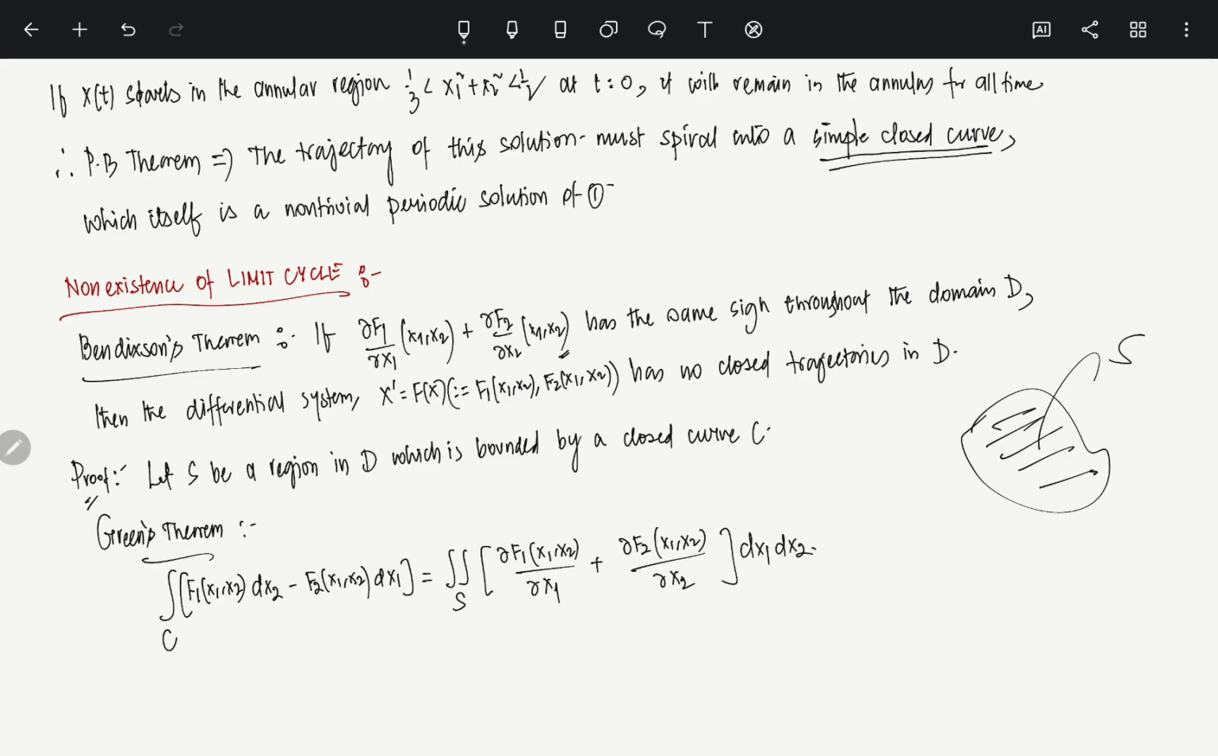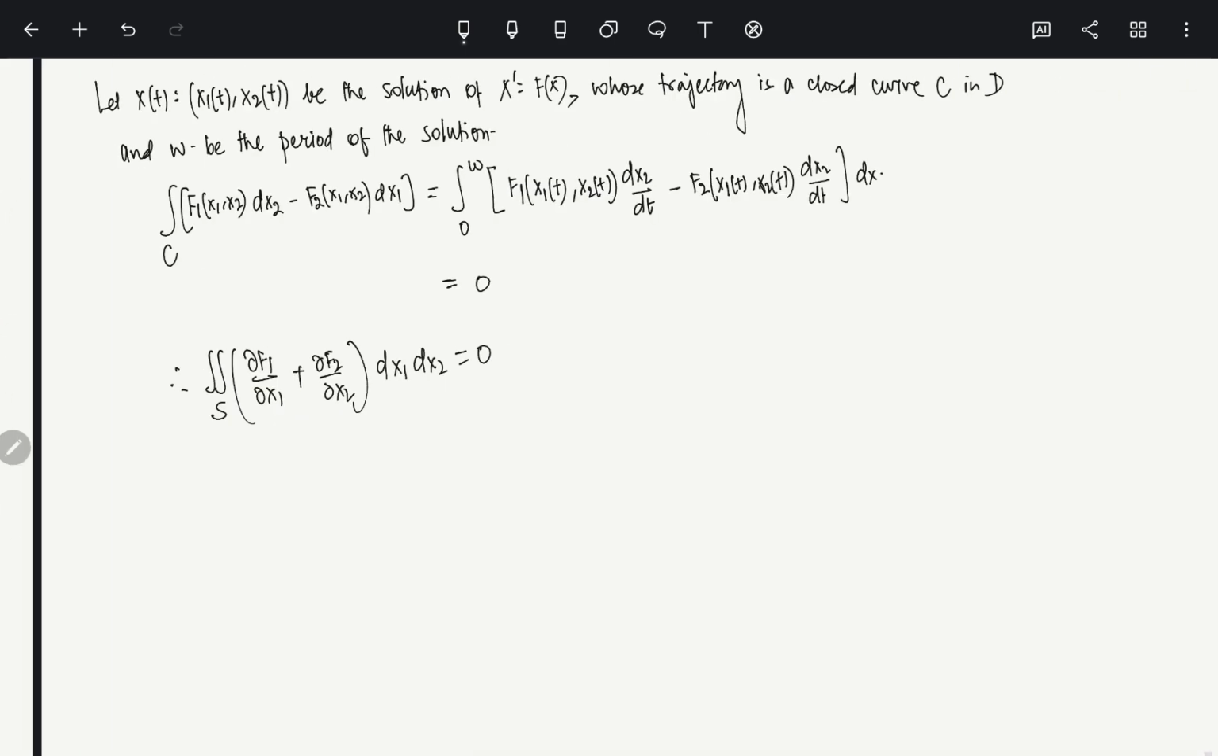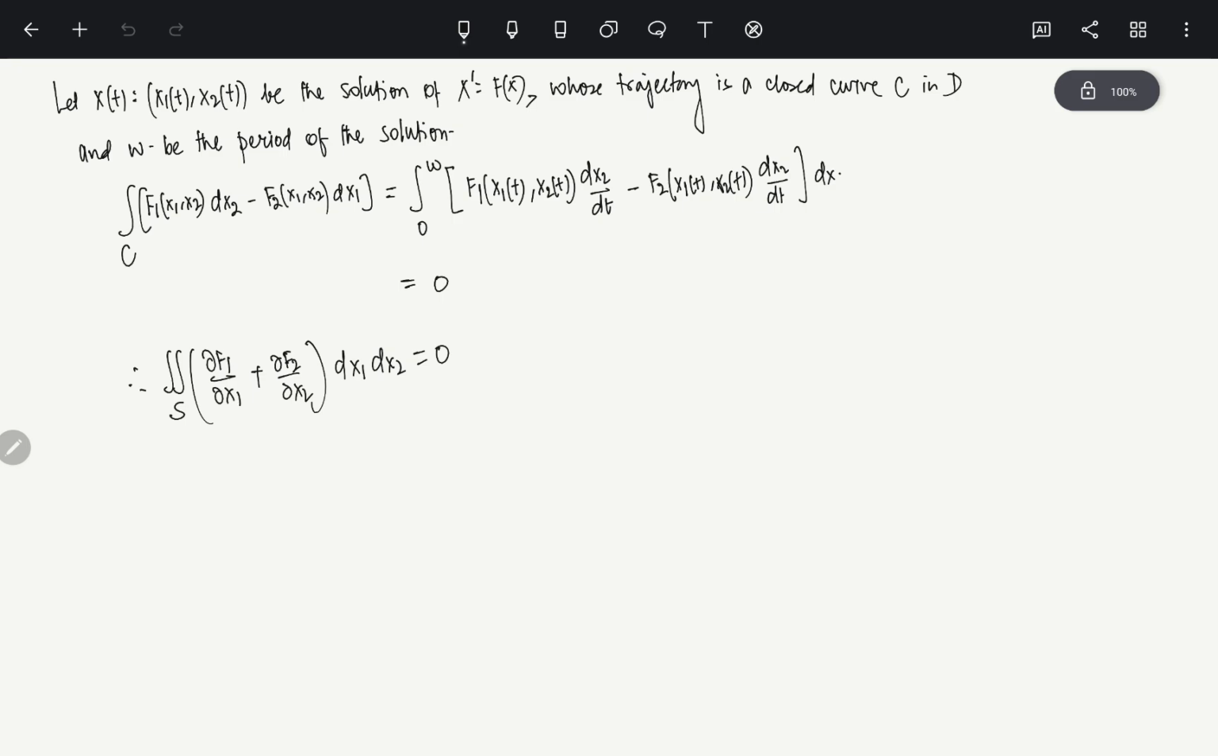But the thing is, it is 0 only if it has to change sign, right? If it is either positive or negative, then the double integral of this particular thing cannot be 0. Is it okay? So that's a contradiction. I hope it is clear. This does not change sign, so either it is positive or negative. If it is positive, the double integral of a positive quantity has to be positive. If it is negative, the same thing. You have to understand f1 and f2 are continuous functions, so the neighborhood property guarantees that if it is positive, it has to be positive in a neighborhood. So it is actually positive.